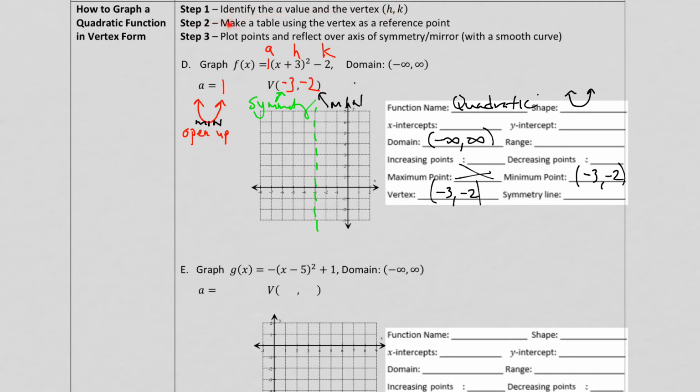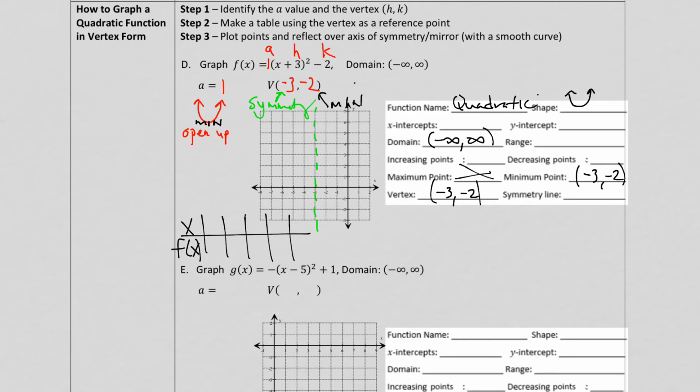Step 2 then says, make a table using the vertex as a reference point. So what I'm going to do is make a table, and I'll make it here. So I'll make f, and in this case I'm calling the function f of x. Again, I'm calling it f of x up here in the question. And then I'm going to make here 5 different places for points.